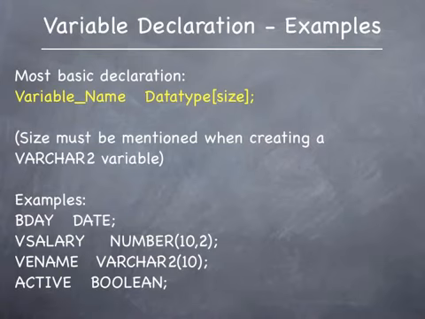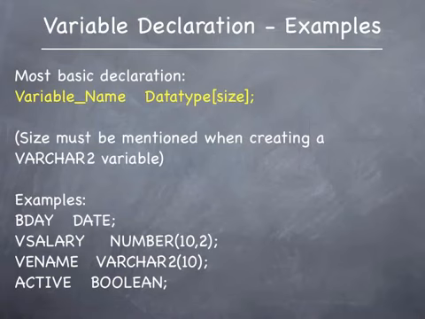This slide has a number of examples of variable declarations. The first variable is called bday and will store date type of values. The next variable is vSalary. It can store numeric data with a precision of 10 and a scale of 2. The next variable is vename. It will store character data with a maximum width of 10 characters. The variable called active is of Boolean type and it can store the values true, false, or null.